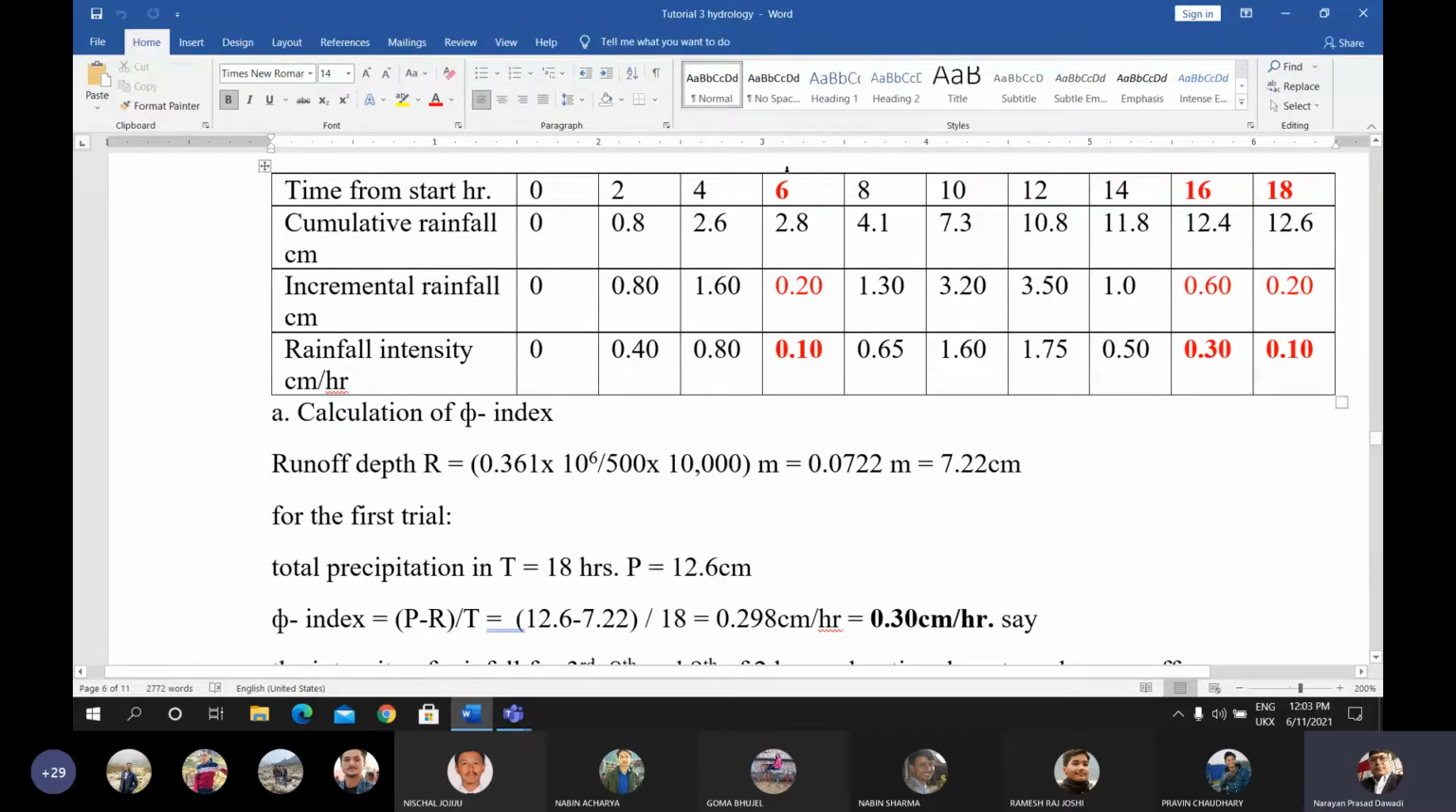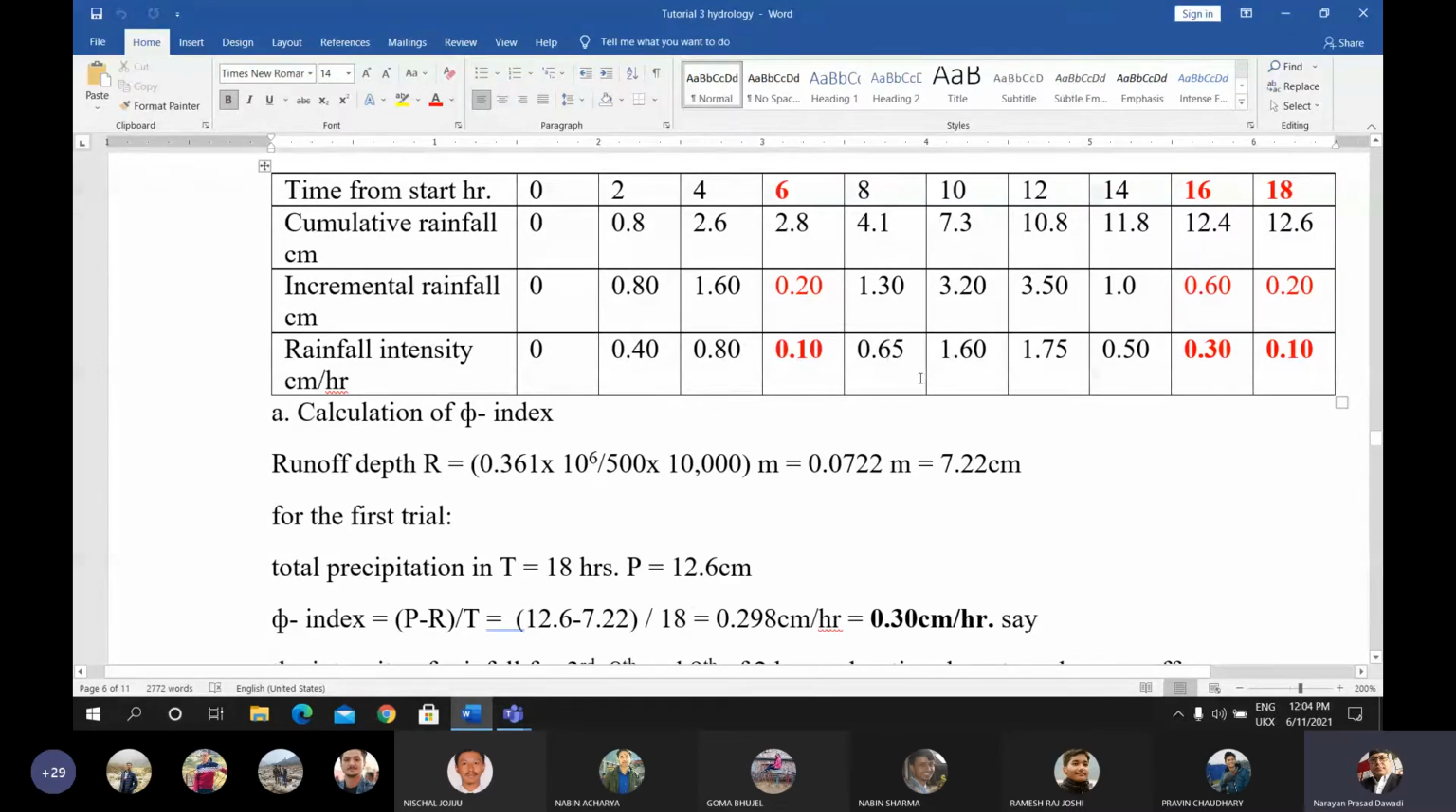For the sixth hour, look at the intensity of the rainfall. It is 0.10 centimeter per hour, and the phi index is 0.30 centimeter per hour. That is, this 0.10 centimeter per hour intensity of rainfall is less than the phi index. So this rainfall does not produce the runoff. This incremental 0.20 centimeter rainfall, with the intensity of 0.10 centimeter per hour, does not produce the runoff.